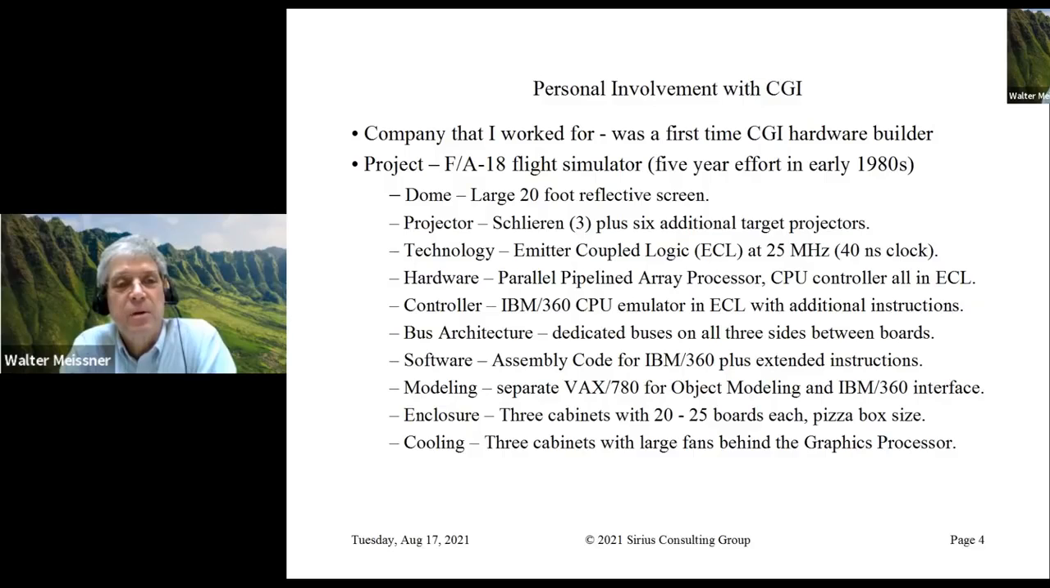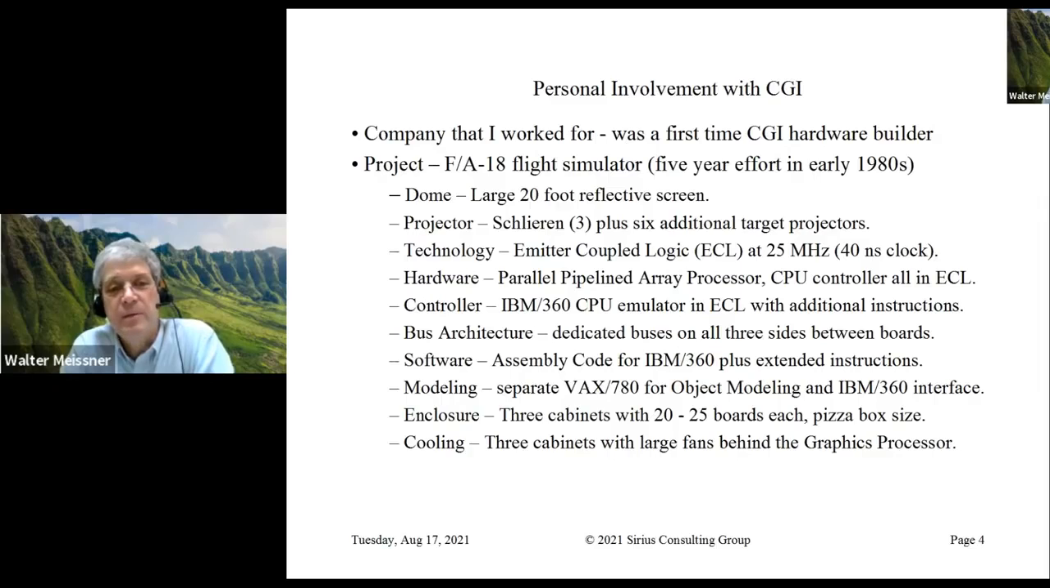commercial hardware. So, the type of hardware was a parallel pipeline array processor with a CPU controller, and they were all in ECL. And the controller was really an IBM 360 CPU emulator in ECL with some additional instructions to control the array processor. The bus architecture was simple, dedicated buses on all 3 sides between boards. Software was assembly code for the IBM 360 instruction set plus the extended instructions. And the modeling was done separately on a VAX 780 with object modeling, and then had an IBM 360 interface to download it to the array processor.